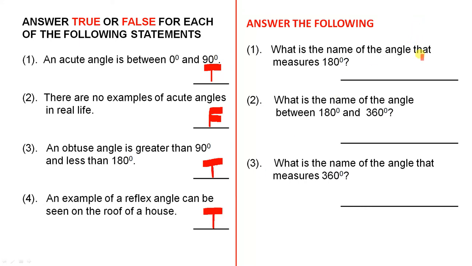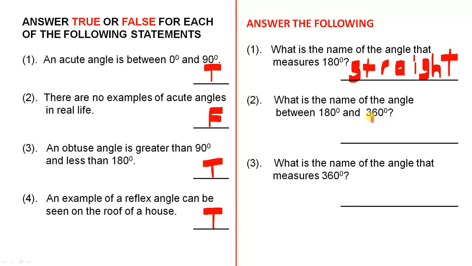Answer the following. What is the name of the angle that measures 180 degrees? It's the straight angle, STRAIGHT. That's the straight angle.